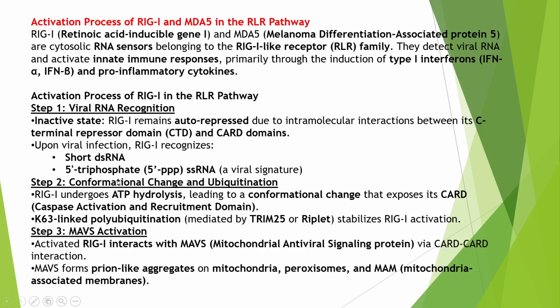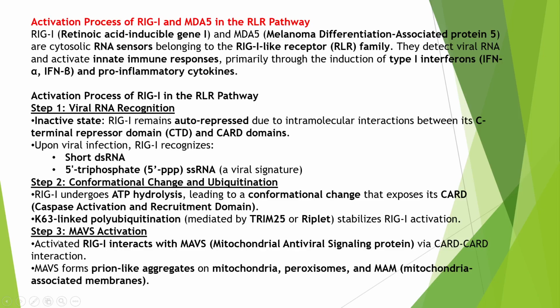So conformational change and ubiquitination we discussed. In detail, if you want to know, RIG1 undergoes ATP hydrolysis. This leads to the conformational change from inactive to active state. Then this exposes the CARD domain of it. Once the CARD domain is exposed, K63-linked polyubiquitination occurs. This polyubiquitination is mediated by TRIM25, and this stabilizes RIG1 activation.